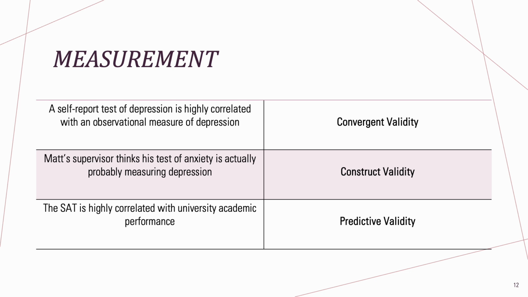So these are two different ways of assessing depression, and we're saying they have high correlation, which means they have high convergent validity. Matt's supervisor thinks his test of anxiety is actually probably measuring depression. So we think this has construct validity. It's assessing what we think it's assessing. Predictive validity: the SAT is highly correlated with university academic performance. So we believe that the SAT score taken in high school is associated with or predictive of later performance in college. So that is predictive validity.